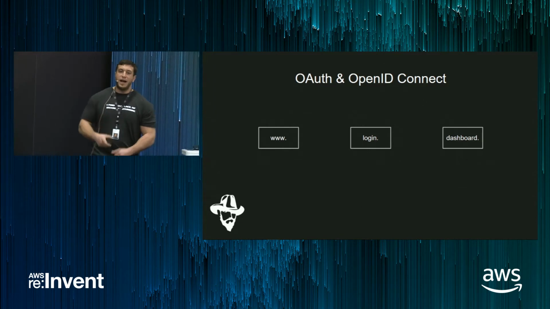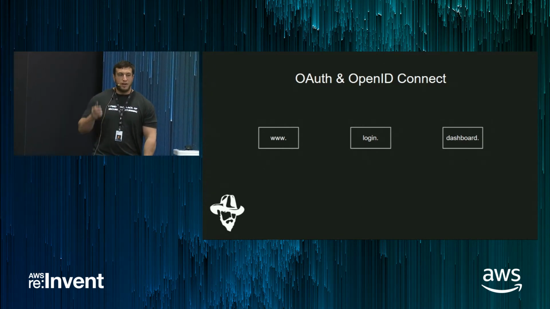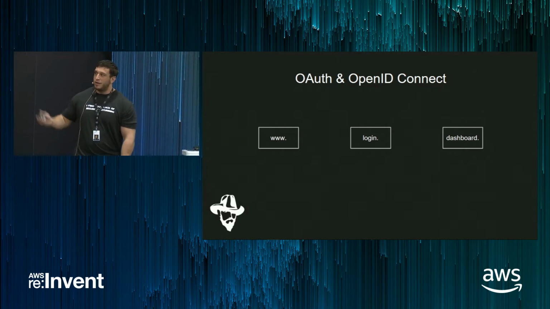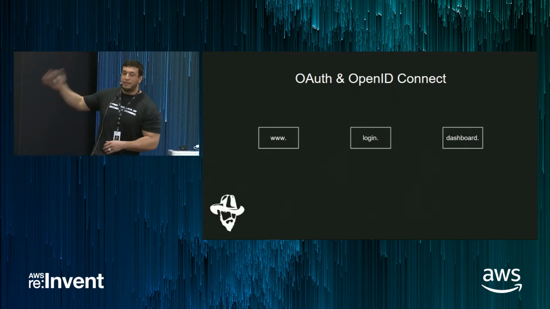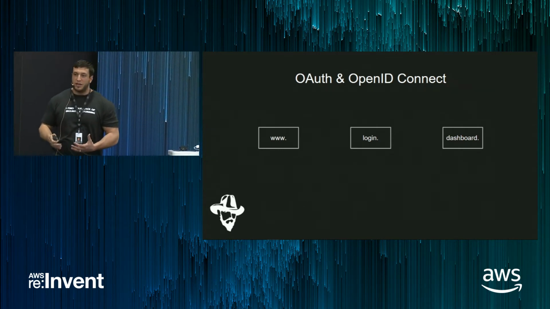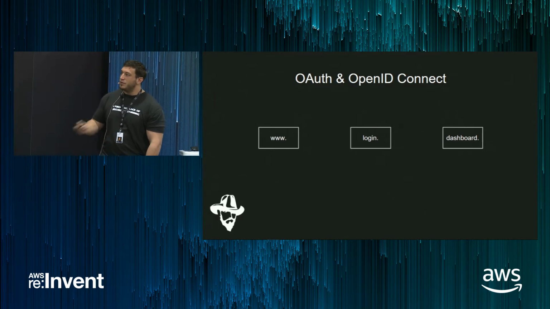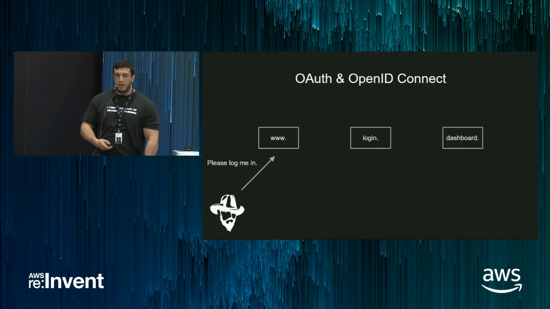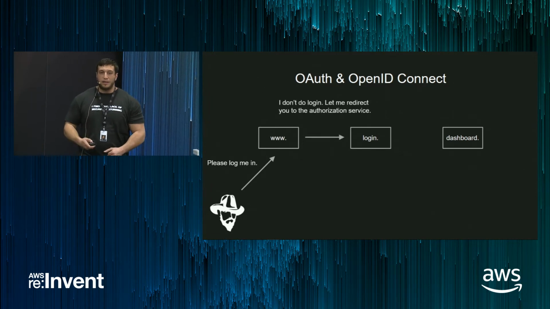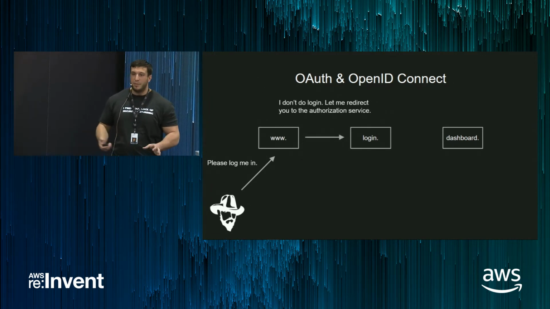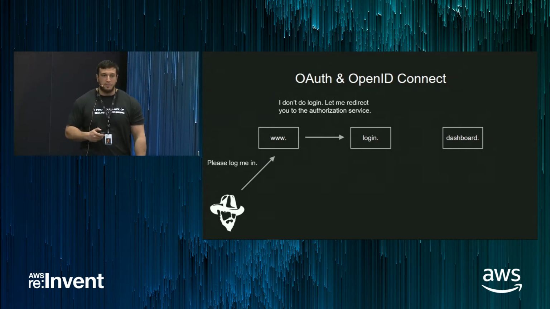So imagine you have a web app, example.com, and it has three components. There's www.example.com, there's login.example.com, which handles all the login logic, and then there's the dashboard, which is the dashboard your users actually log into and work with. So what happens is when a user is on the website and wants to log in, they say, I'm going to click this login button. The website, which you build, doesn't know anything about authentication. So what it does is it redirects the user to this login domain.